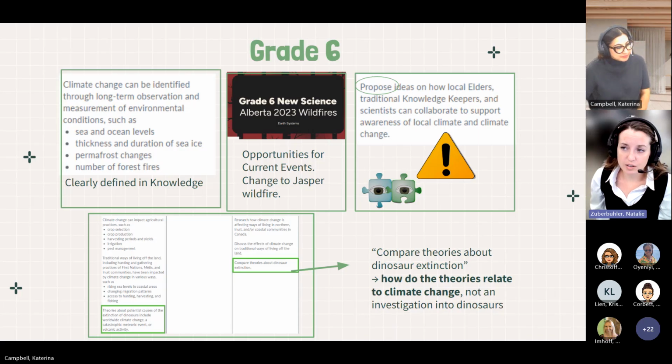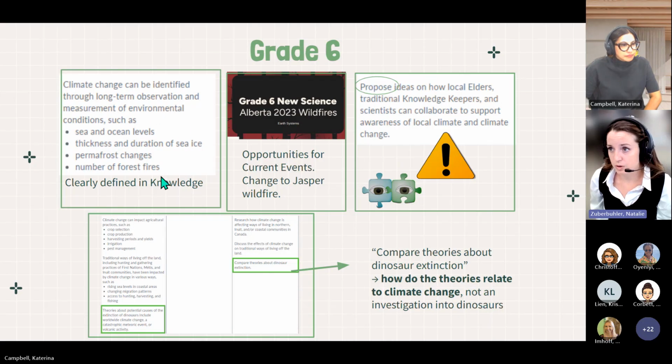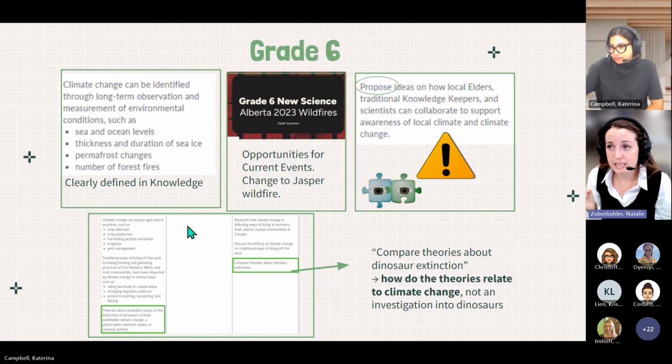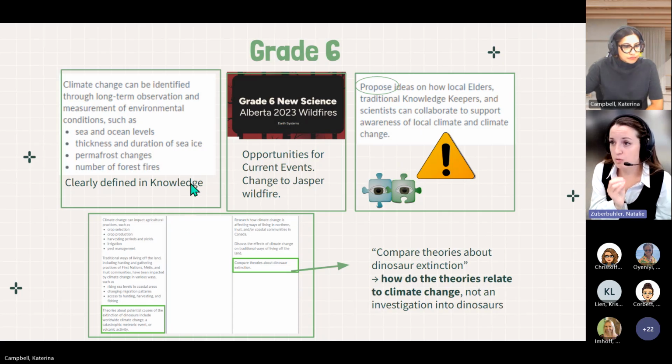Once again, it is clearly defined in the knowledge what climate change is. It's such as sea and ocean levels, thickness and duration of sea ice, permafrost changes, number of forest fires. That is a "such as," so it means you can touch on one or two, go with the needs and the interests of your class. But we know how to define and begin talking about climate change with our students.